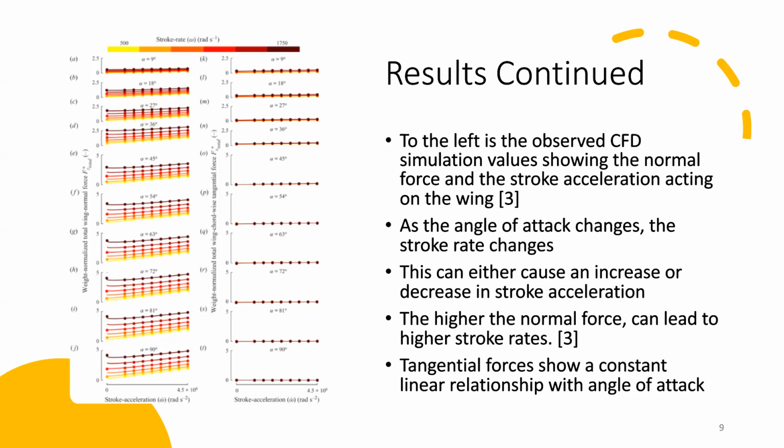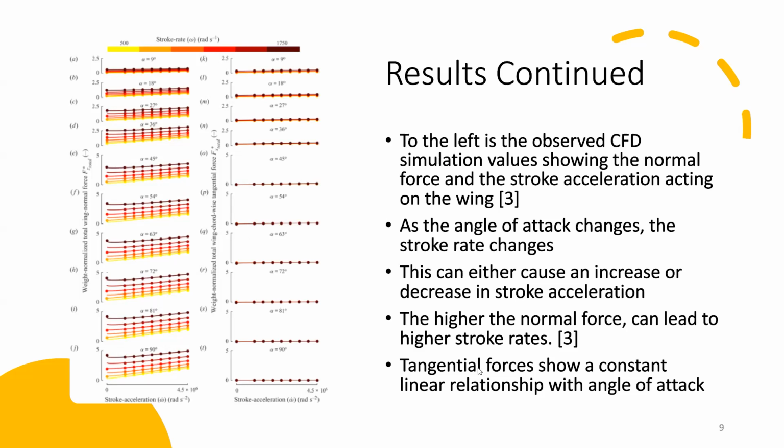Now, there's something to note here. The higher the normal force, the higher the stroke rate itself. As you can see right here on the left, the higher the normal force, along with the angle of deflection, you can see it either increase or decrease. When the angle of attack was at 9 degrees, which is what the wing was at from its backward stroke to its forward stroke, you can see that it was more constant. But as you keep increasing the angle of attack, say at 90 degrees, when the wing is literally perpendicular to the body, we can see that the normal force is increasing more and more, and the stroke rate also increases.